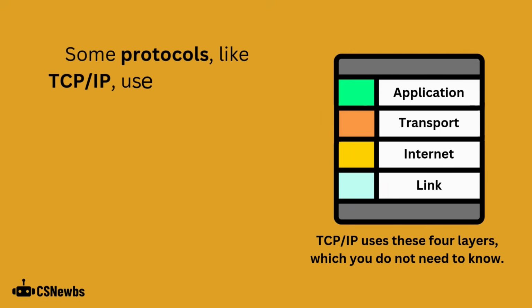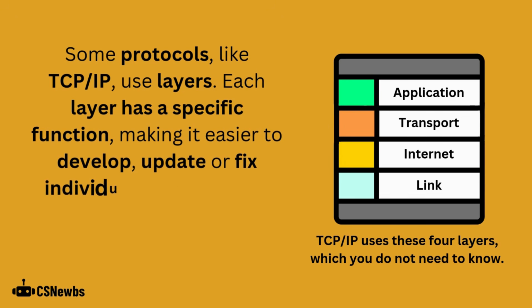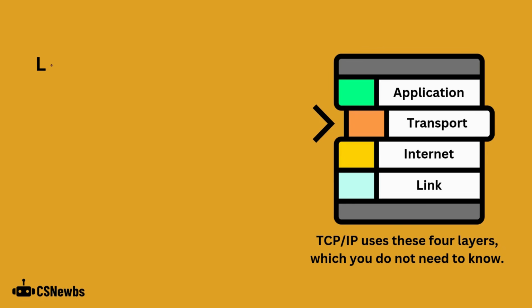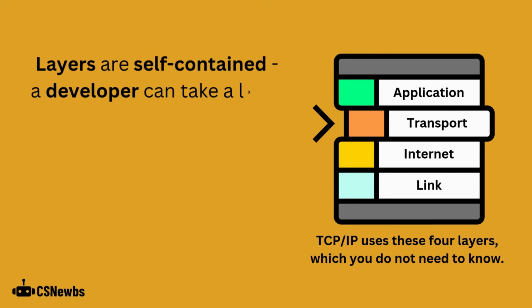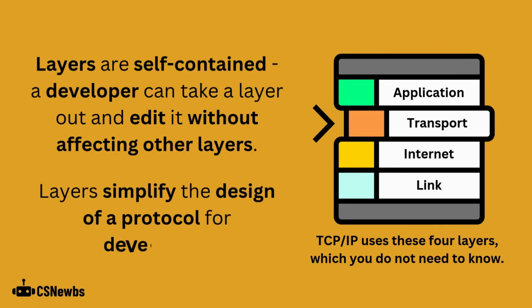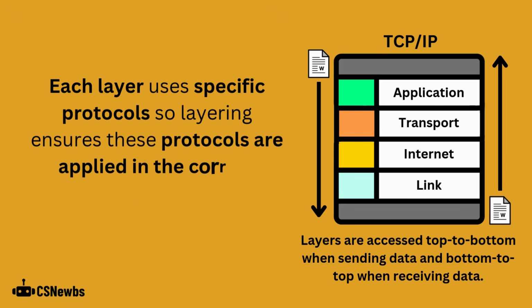Some protocols like TCP/IP use layers. Each layer has a specific function, making it easier to develop, update, or fix individual layers without affecting the whole protocol. Layers are self-contained, meaning a developer can take a layer out and edit it without affecting other layers. Layers simplify the design of a protocol for developers. Finally, each layer uses specific protocols, so layering ensures these protocols are applied in the correct order. You do not need to know the names of any layers nor their purposes for the J277 GCSE specification.